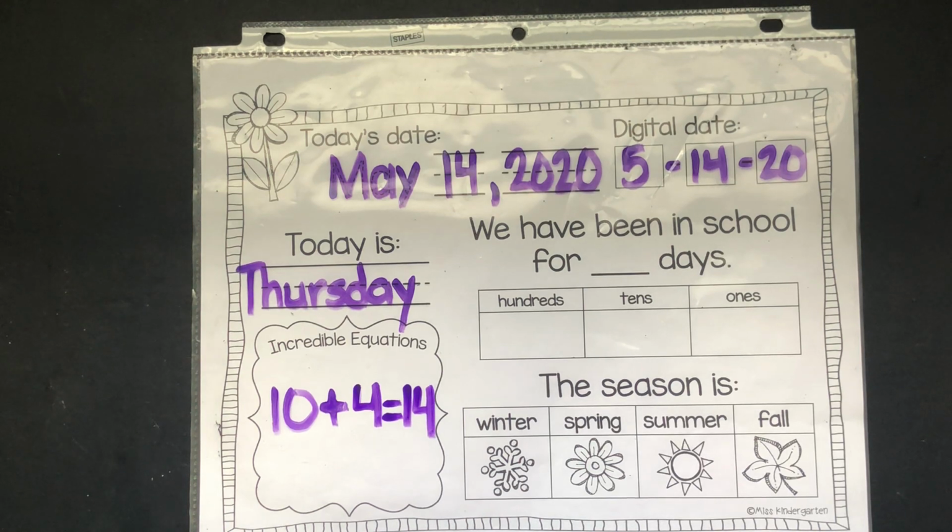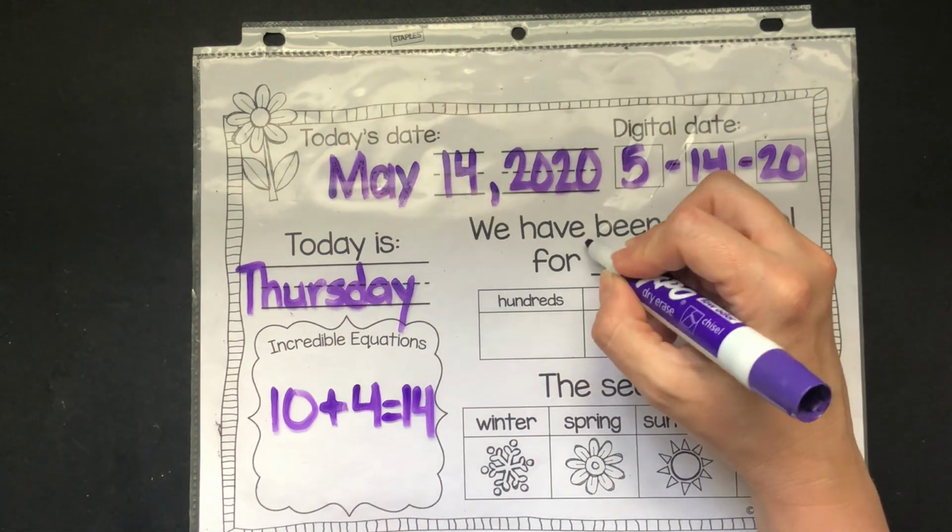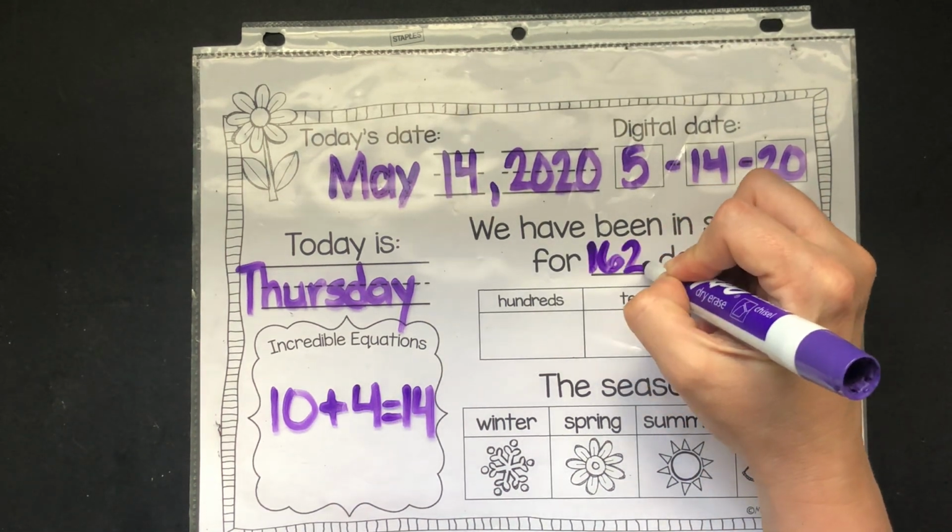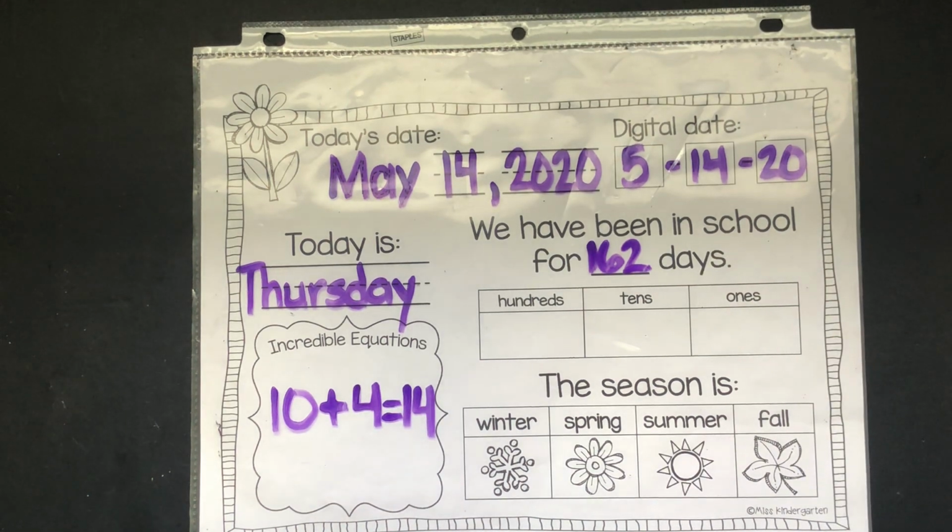Love bugs, yesterday you were 161 days smarter. What number comes next? 161, 162. Very good. Take the number and break it down. Let's use our deep voices.